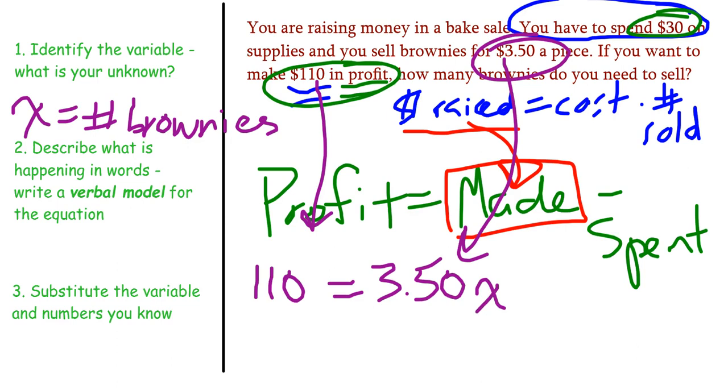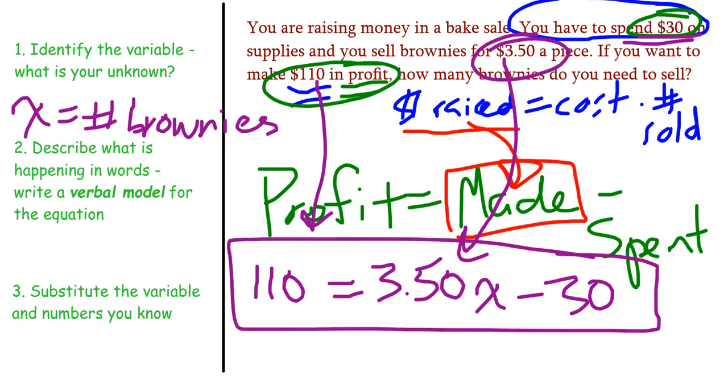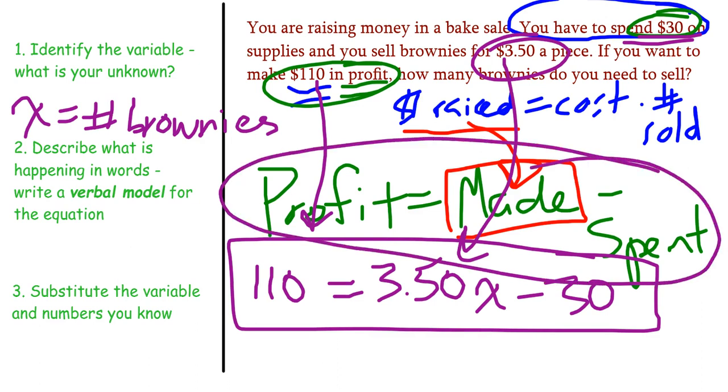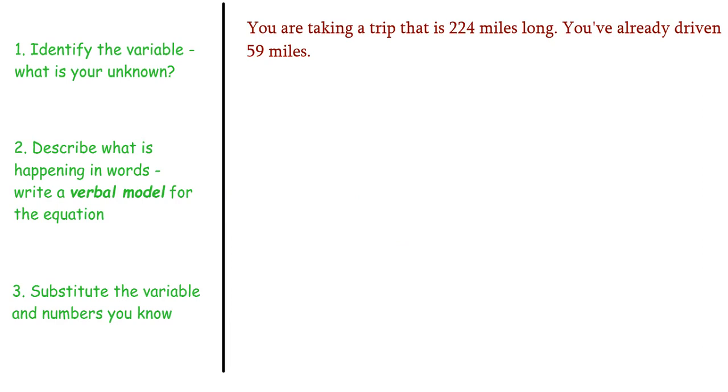And then whatever that amount of money is, we have to take $30 away for what we've spent, and this ends up with the equation that we're after: 110 is equal to 3.5 times X minus 30. Profit equals money made minus money spent. Another common scenario that we often see in word problems and models.